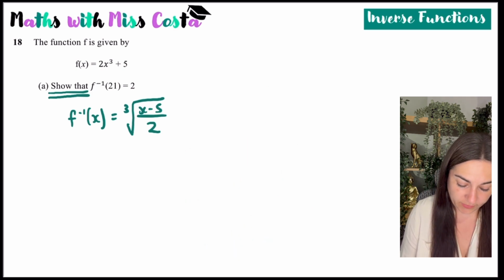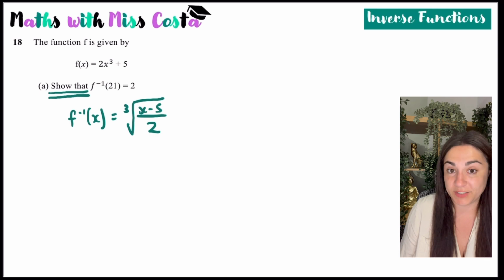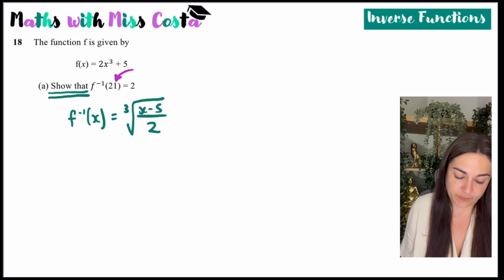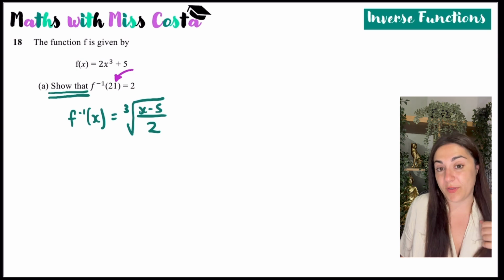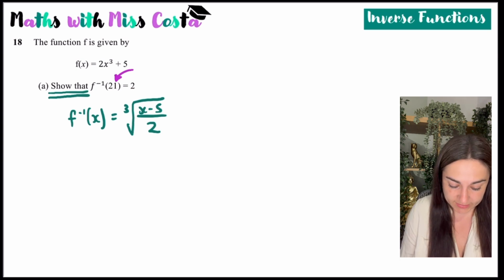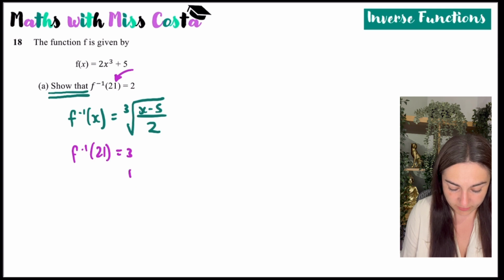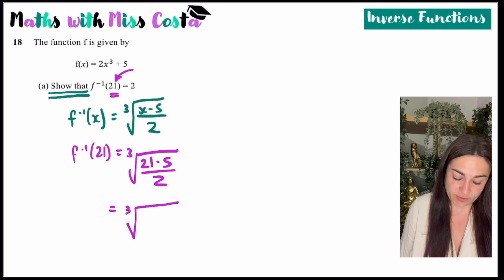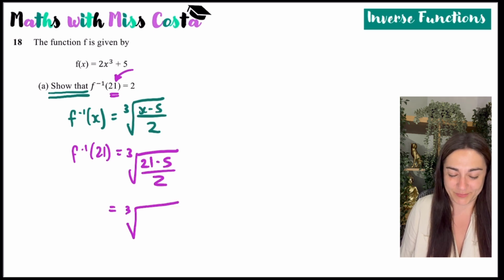And what I do now is I'm going to substitute. I've been told that I want to find the output when the input is 21. So f of minus 1, 21, wherever I see an x, I'm going to put 21 instead. I'm going to substitute. So that would be 21 take away 5 divided by 2, which is the cubed root of 21 take away 5 is 16.